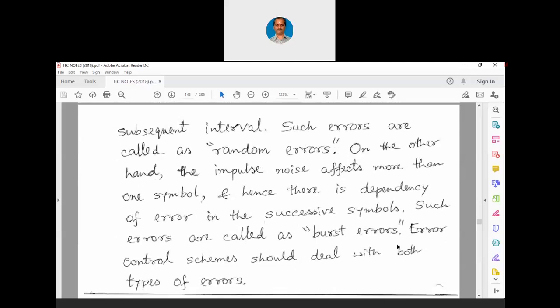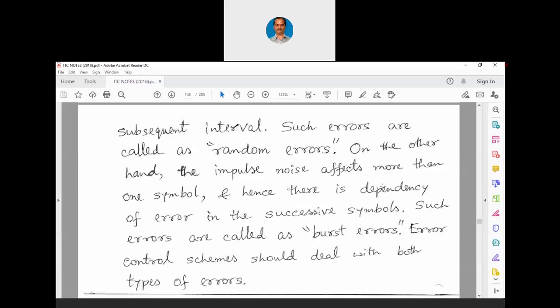On the other hand, the impulse noise affects more than one symbol. For example, if lightning is occurring, or rain or thunder is occurring, it will last, let us say, for a few seconds. Now we are dealing with a communication system which is working in microseconds and nanoseconds. So if lightning occurs even for a few seconds, it is continuously occurring there. When it is continuously occurring there, it may affect the complete block there. That is what is meant here.